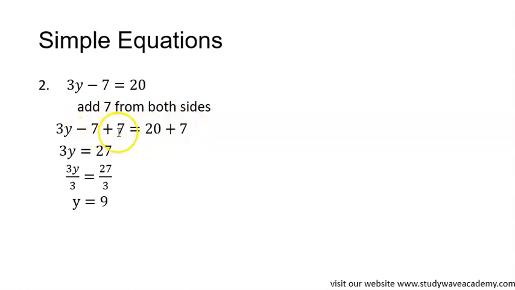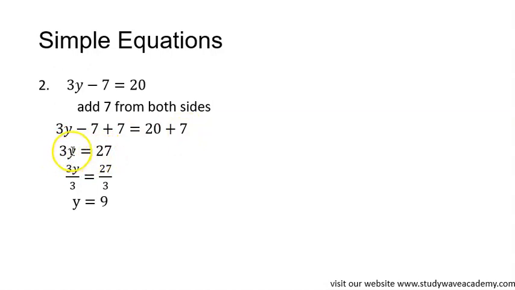Minus 7 plus 7 is going to give you 0. Minus times plus is minus. Okay, you remember. Minus times plus is minus. Plus times minus is minus. Plus times plus is plus. Minus times minus is plus. You understand? So here we have minus 7 plus 7 is 0, and 20 plus 7 is 27. So we are left with 3y is equal to 27.